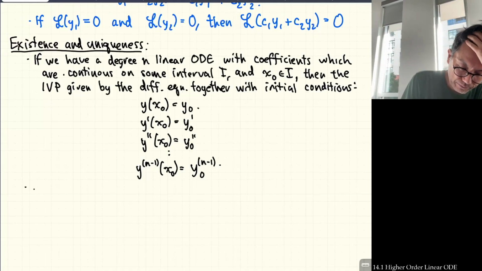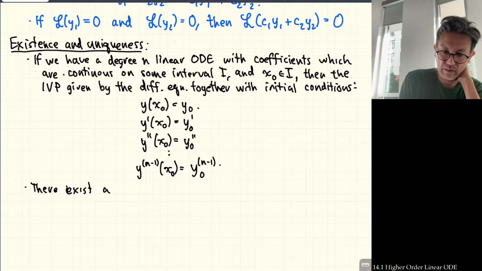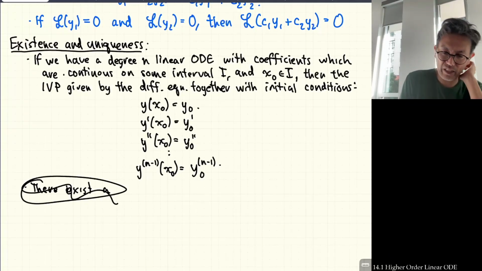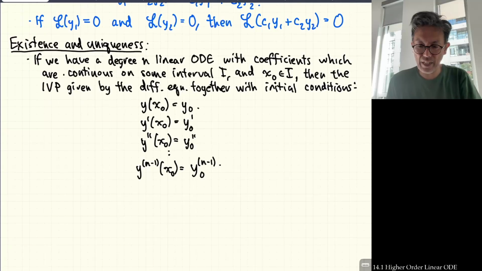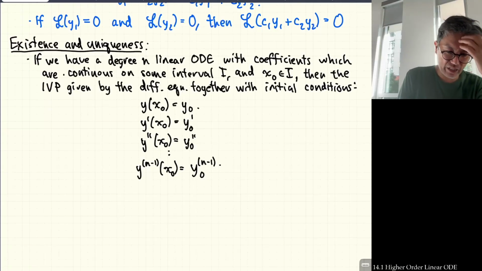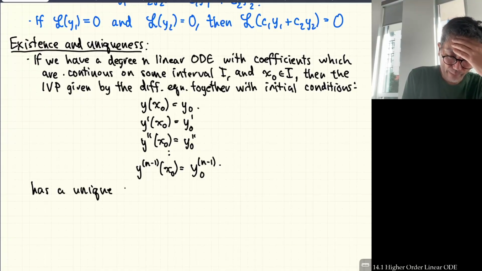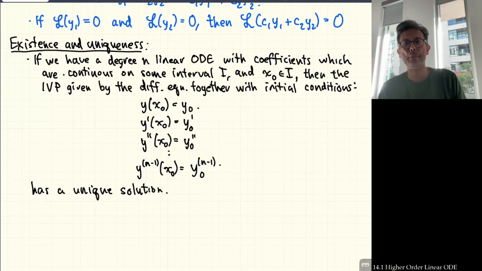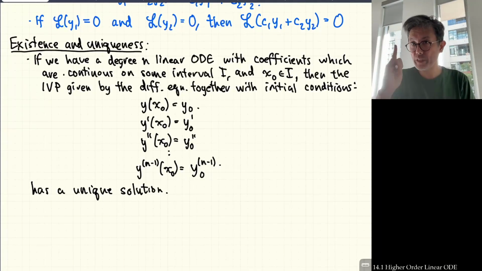Then there exists a unique solution. Here, let me read. If we have this, then the IVP given by the differential equation together with these initial conditions has a unique solution. Okay. There's only one solution.